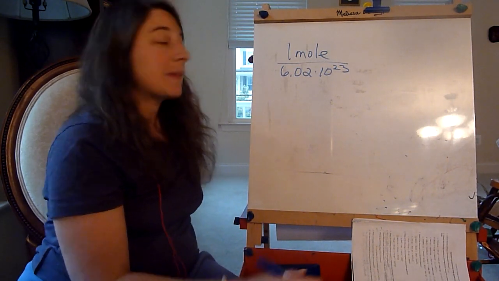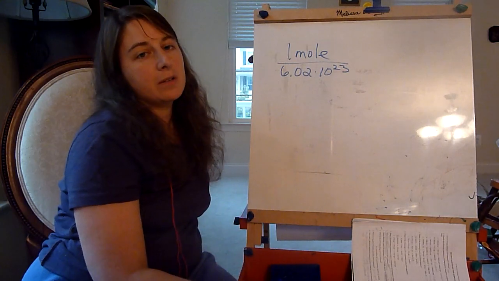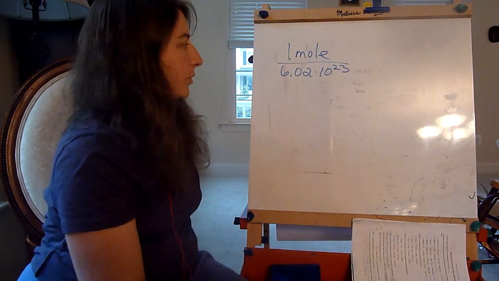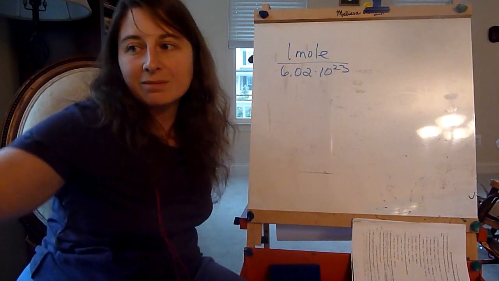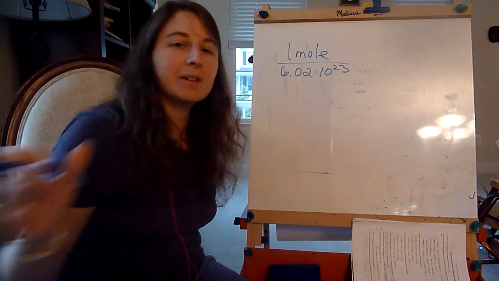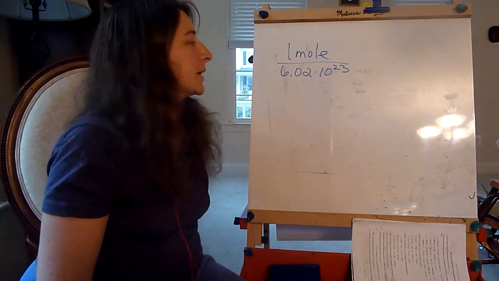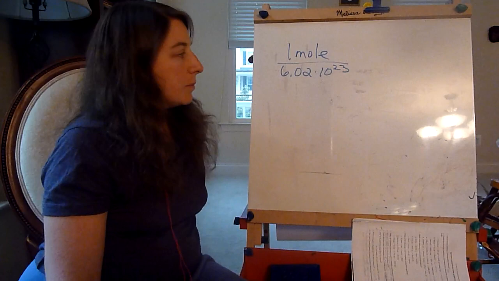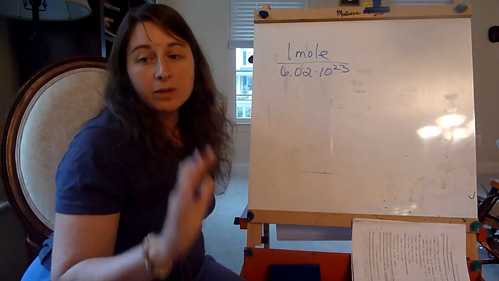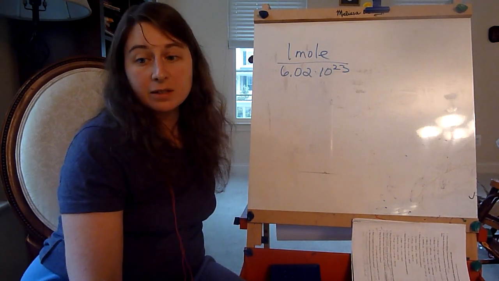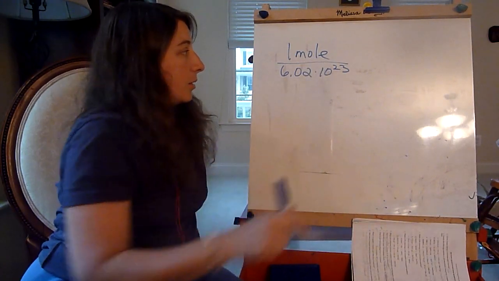But we call this Avogadro's number. You can read in your textbook about the scientist it's named for. I won't waste our little 10-minute clip on that, you can read. But anyhow, a mole is 6.02 times 10 to the 23rd of something. You need to memorize that conversion factor.